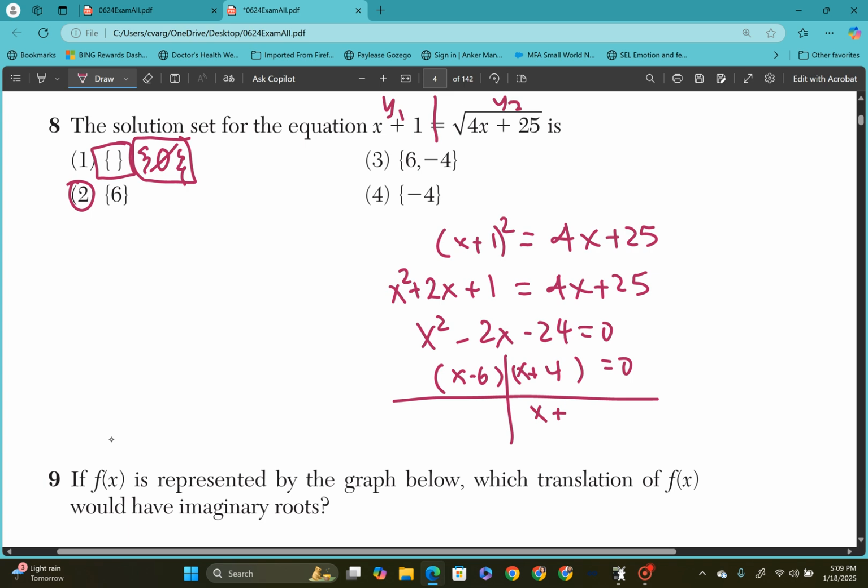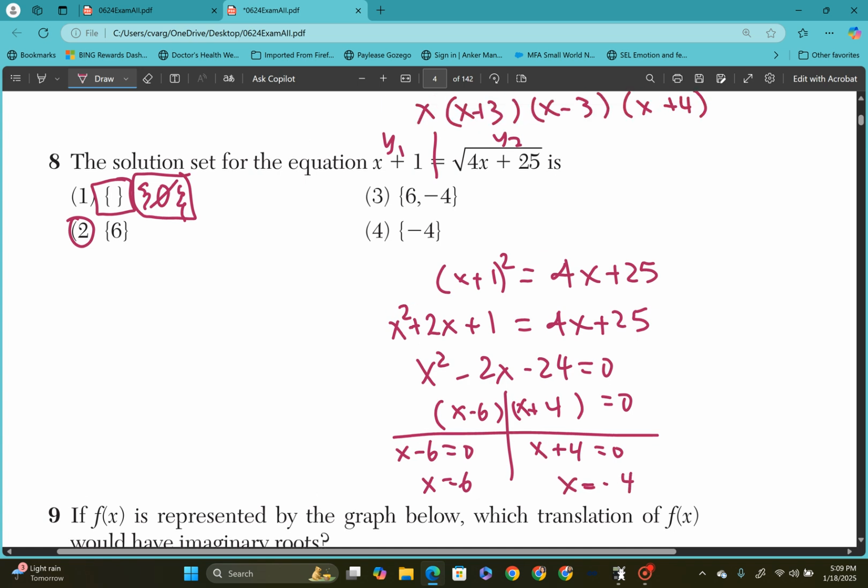So x plus 4 equals 0 and x minus 6 equals 0. x equals 6 makes this true, and x equals negative 4 makes this true, but we know that the negative 4 does not work. So the only answer is x equals 6. This answer is called extraneous.